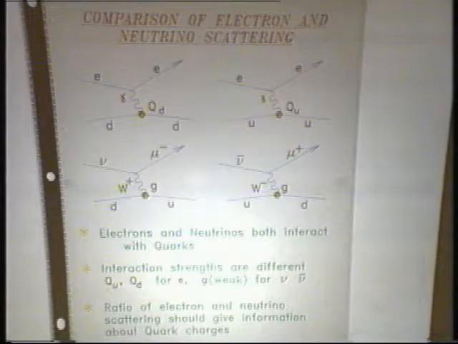the electrons and the neutrinos, because clearly the electrons interact with the charges, and the neutrinos interact with the weak coupling constants. And therefore, if you take the ratio of electron and neutrino scattering, this should give information about these charges, because this will not cancel out in the ratio. So if you take a ratio of inelastic electron scattering and inelastic neutrino scattering, this should give you some information about the mean squared charges within the nucleon.